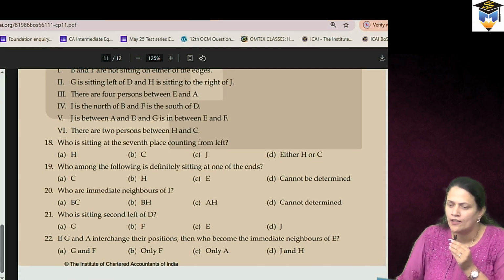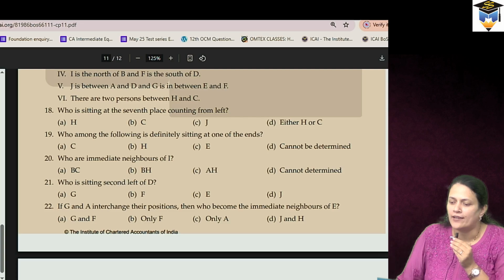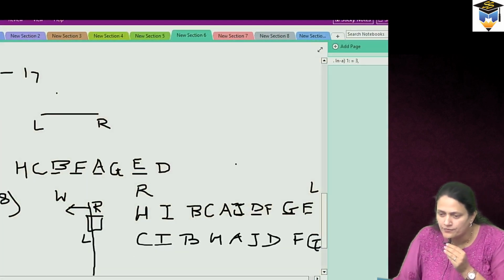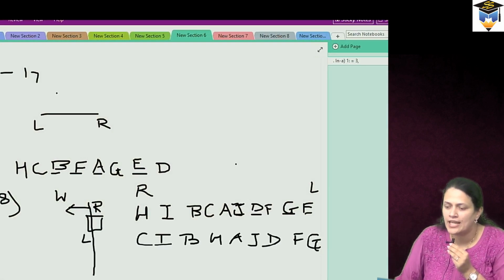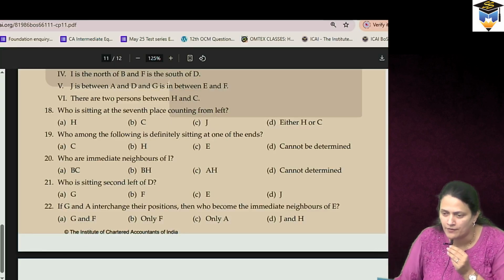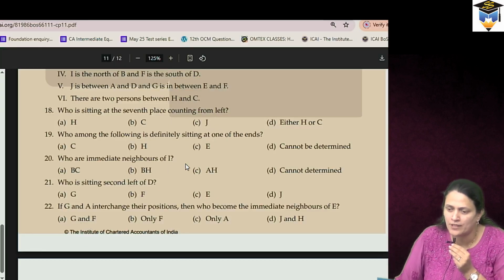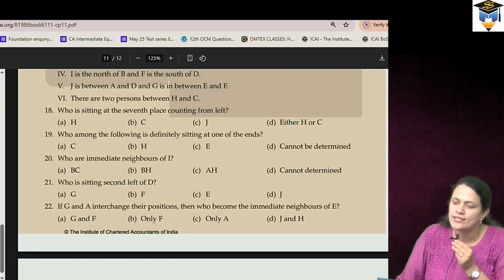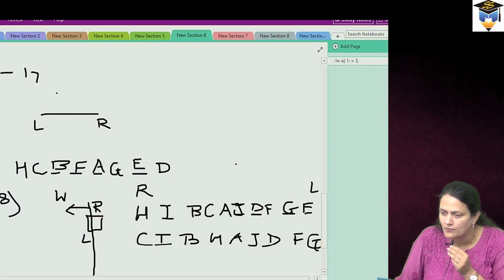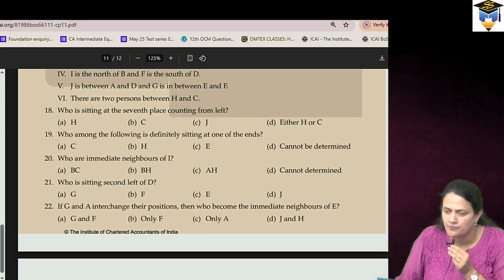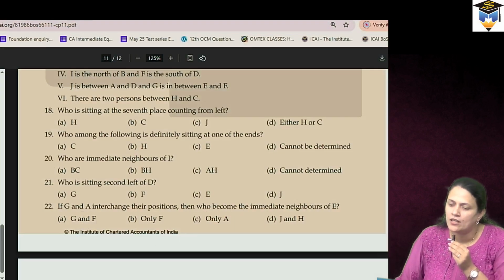Correct. Who are the immediate neighbors of I? H and B, or C and B? So H and B, option B for the 20th. 21st, who is sitting second to the left of D? G. Option A.